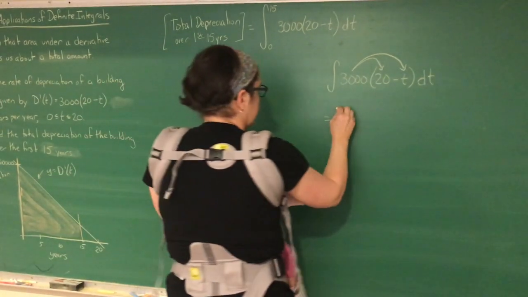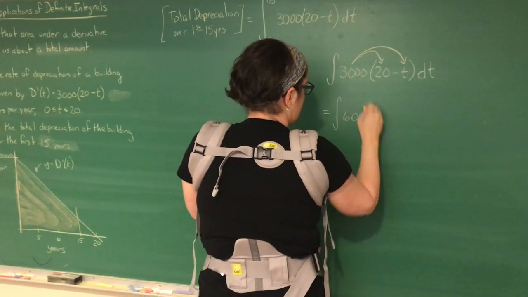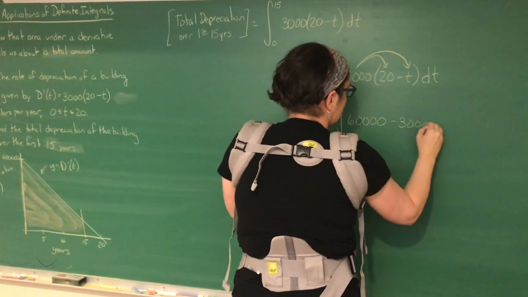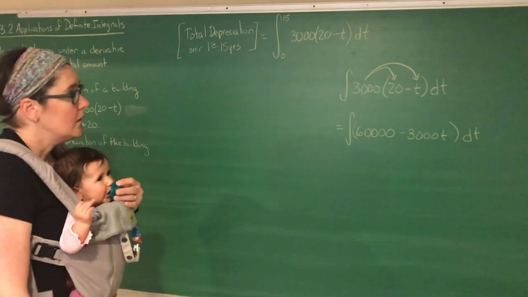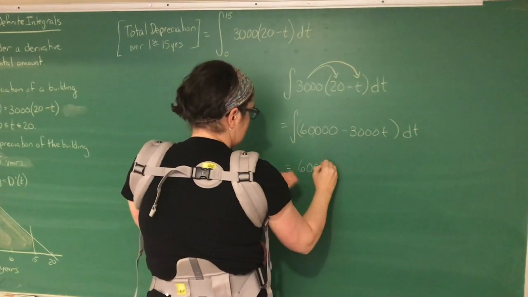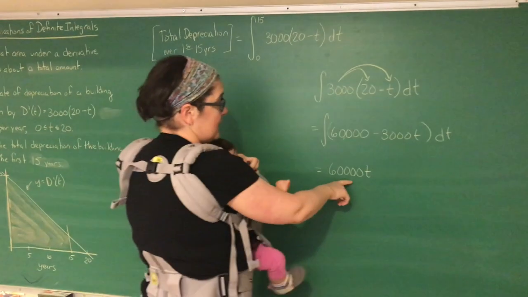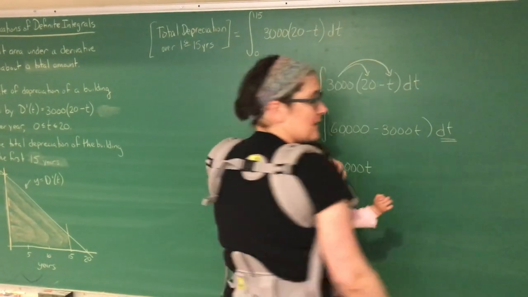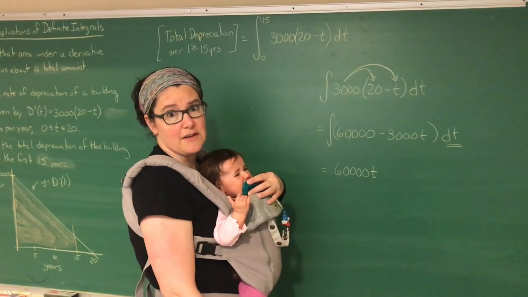Okay. So we have the integral of 3,000 times 20, so that is 60,000, minus 3,000 t, dt. Okay, so now I'm ready to find my antiderivative. The antiderivative of 60,000 will be 60,000 t. Now, you might have thought to say 60,000 x. The reason I know to put a t there instead of an x is because of that dt at the end. That tells me that the variable I'm using is t rather than x.